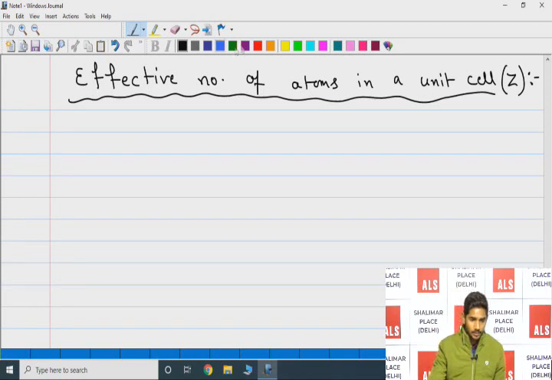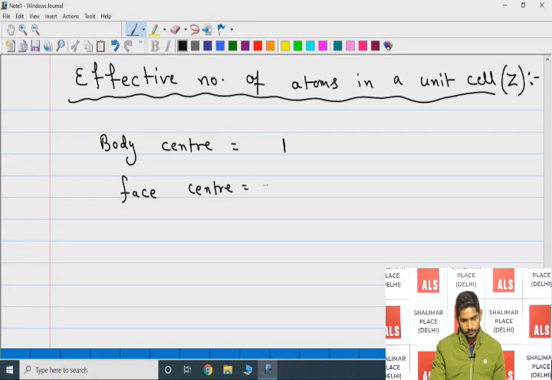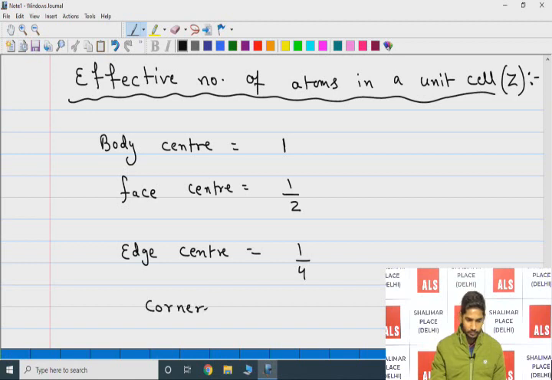Okay. So guys, now look at your screen. I'm just revising it. If I say body center, actually there will be only one atom inside the unit cell or the cube. If I say face center, contribution will be half. If I say edge center, contribution will be 1/4, and if I say corners, contribution will be what? 1/8. Clear? Is it clear to everyone?